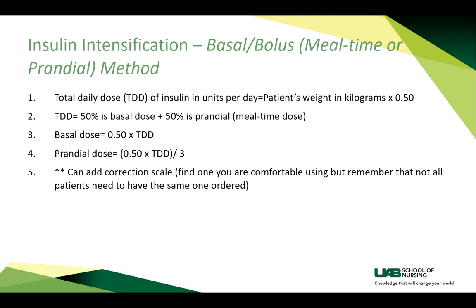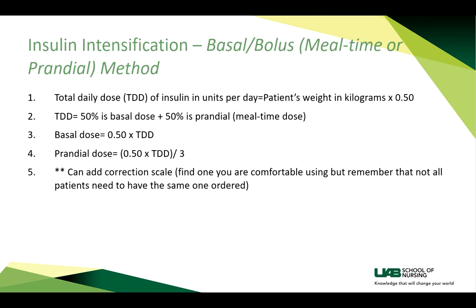So we look at the patient's kilograms. We do their weight in kilos. Then we multiply that times 0.5. Because remember, for basal insulin, we know it's about 0.5 units per kilo per day. So we multiply their weight times 0.5 to figure out what the total daily dose of insulin is, and then we're going to break that up. That's how we figure the total daily dose. And then the total daily dose is actually 50% basal dose and 50% prandial dose.